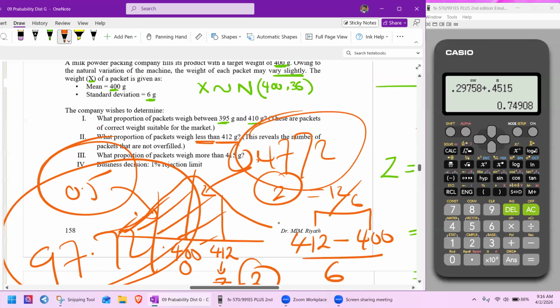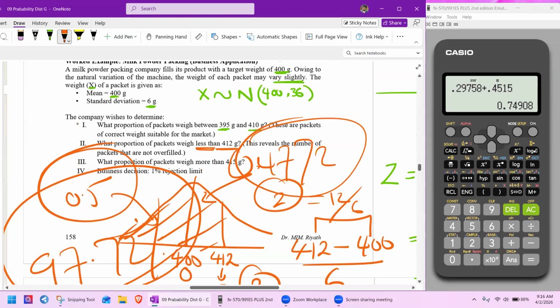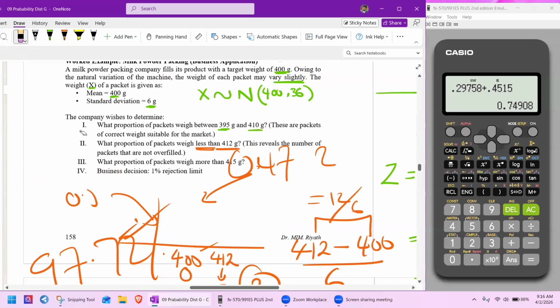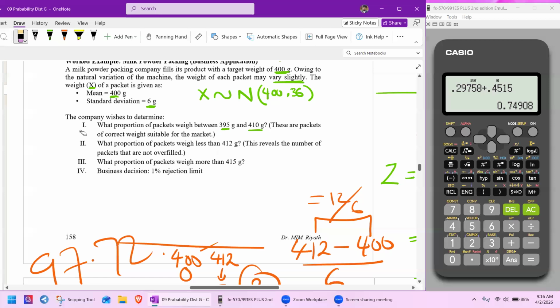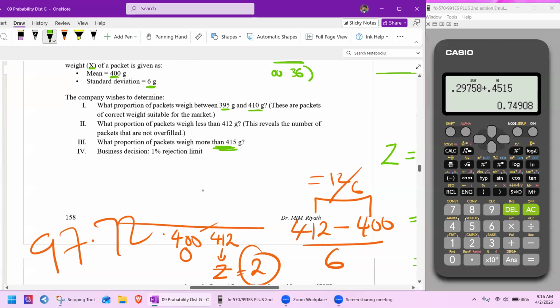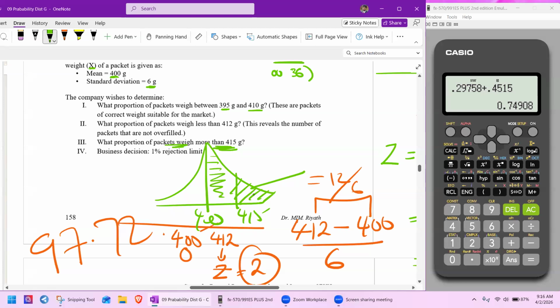And the next question. What is the probability of a package weighing more than 415 grams? It's very simple and straightforward. We can draw. This is 400 and 415 is always to the right, more than the mean. More than, so in the table we have this area.